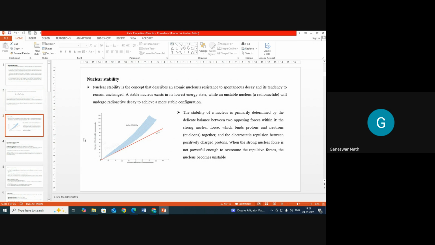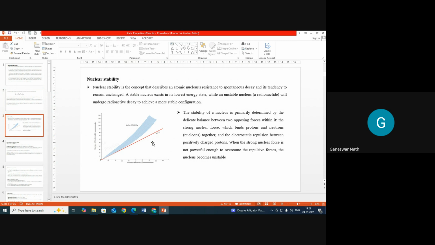This is the graph that shows the number of protons in the atomic nuclei, or the atomic numbers of the atoms, and this is the number of nucleons per atom, and this is the stability curve for N equal to Z.